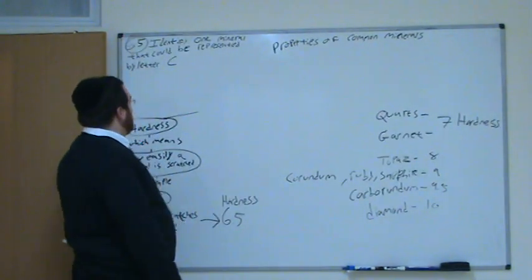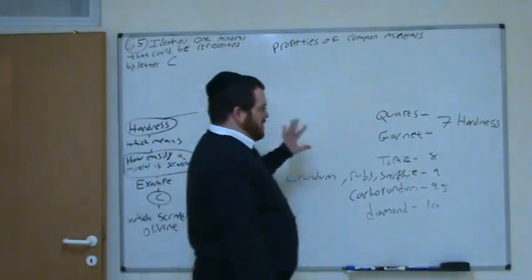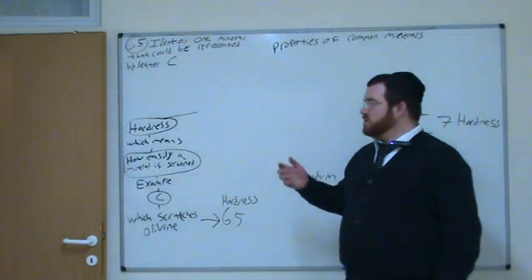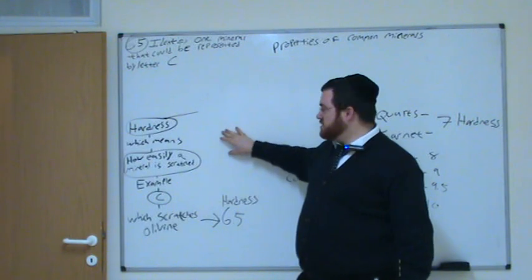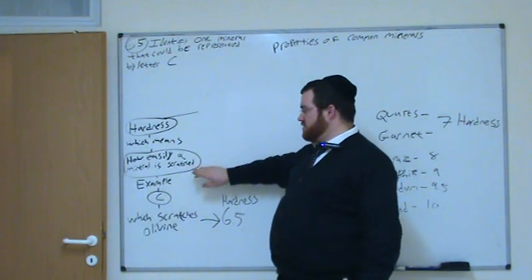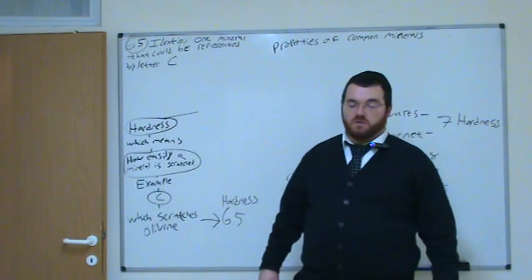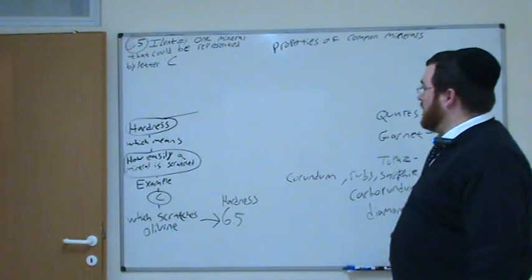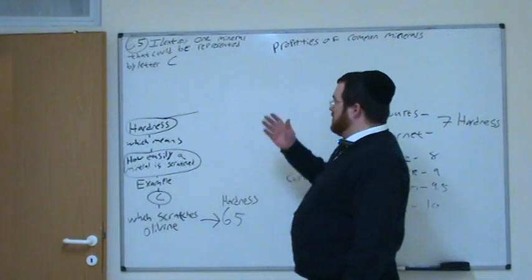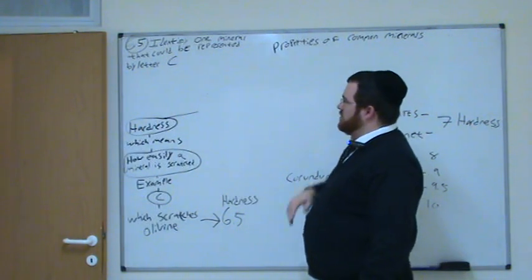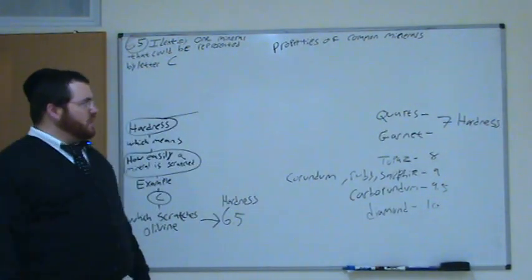Question 65. Identify one mineral that could be represented by letter C. See, I erased the board. I just left the part of the diagram that said hardness. So hardness means how easily a mineral is scratched. Example, C scratches olivine. So it says C scratches olivine, and it asks us which mineral could be represented by C. So anything that scratches olivine could be C.